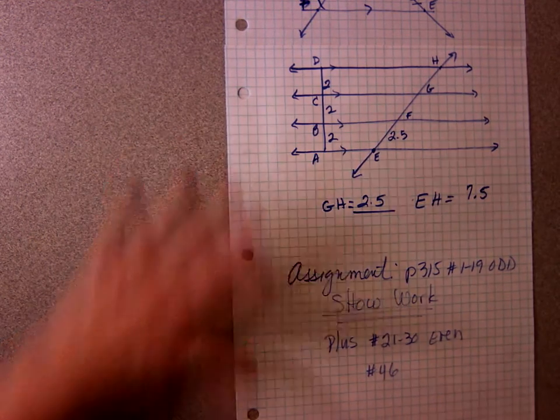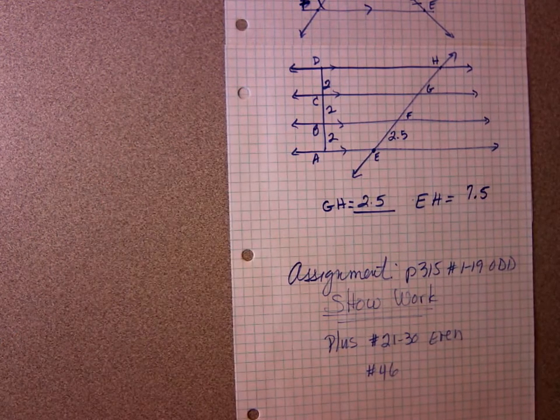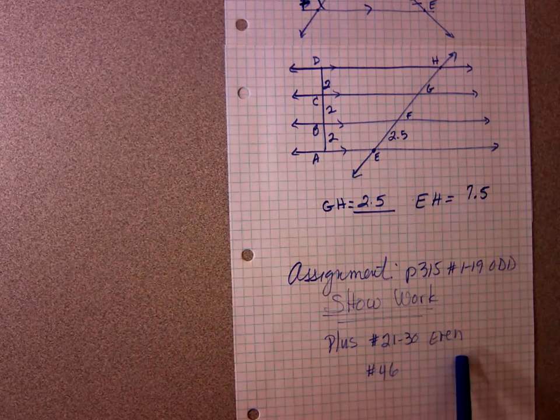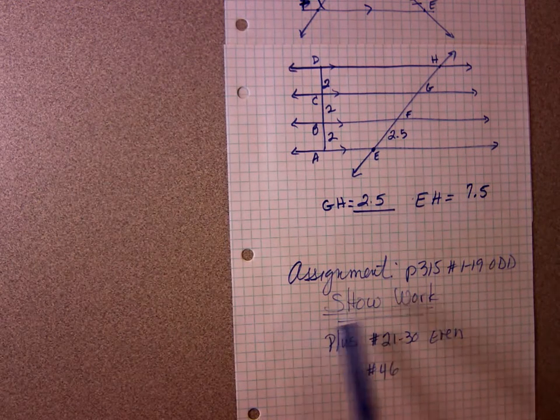Okay, our assignment is, for this section, page 315, 1 through 19 odd, 21 through 30 even, and 46. Show your work.